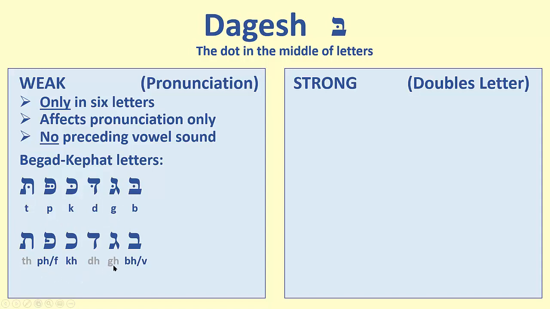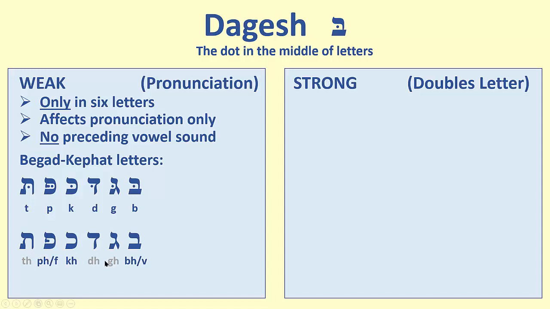I've done that because in modern Hebrew pronunciation, there are no longer 2 sounds for each of these letters. Gimel is always G, even if there's no Dagesh in it. Dalet is always D, even with no weak Dagesh in it. Tav is always T, even with no weak Dagesh in it.